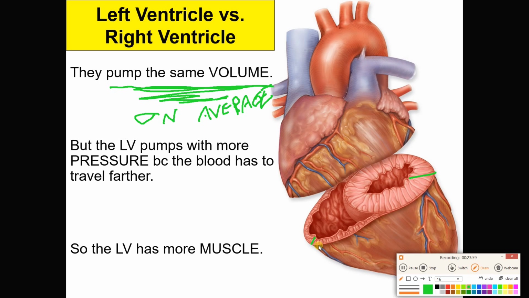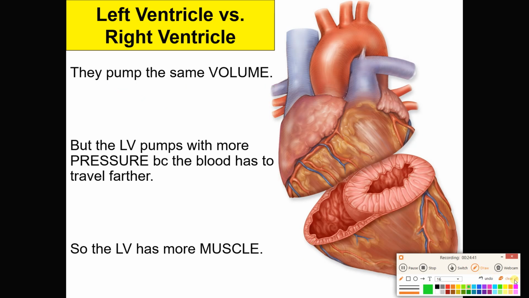So the left ventricle has to pump blood with greater pressure. Because think about it, the left ventricle is pumping blood to the entire body. Top of the head, tips of your fingers, tips of your toes. That's a lot farther than where the right ventricle has to pump blood to. The right just pumps blood to the lungs, and where are they? They're right next to the heart. So the left ventricle pumps blood farther with more pressure, so it needs more muscle. So they're pumping the same volume, but a difference in pressure and therefore muscle and thickness.